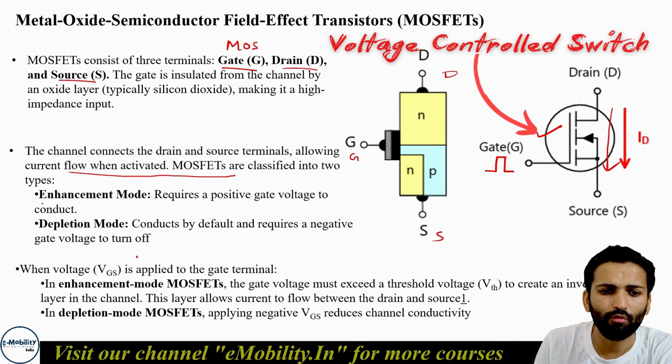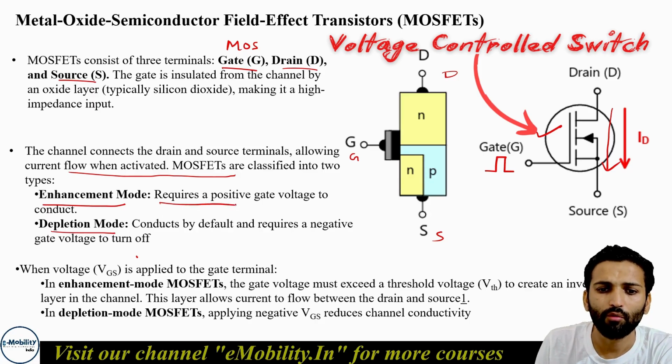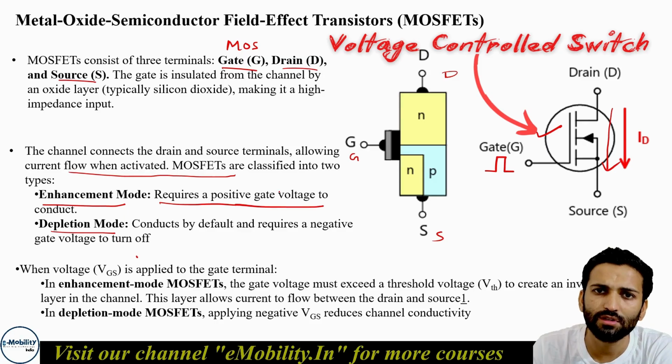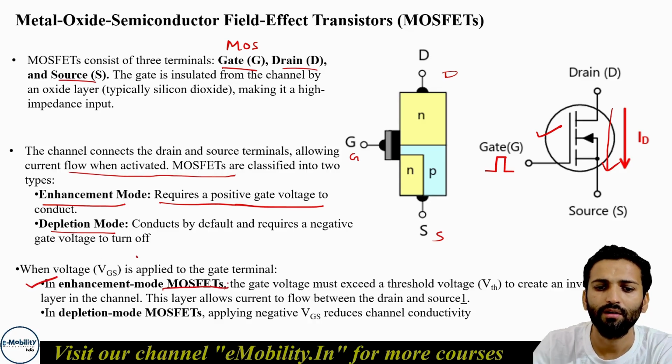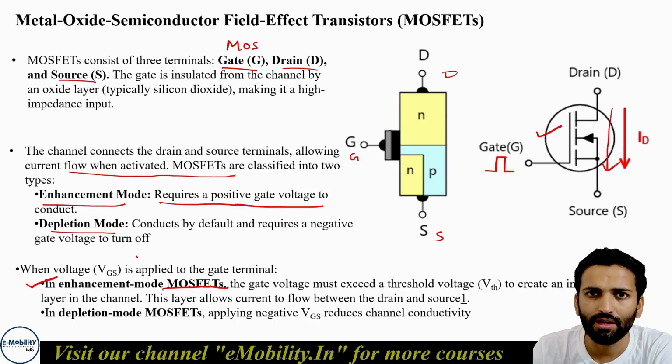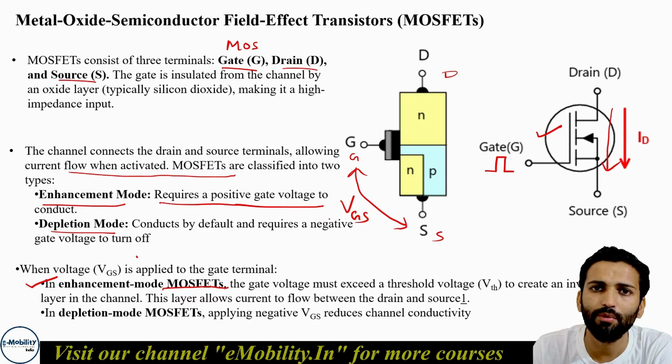These are also of two types, enhancement mode and depletion mode. In enhancement mode, we require positive gate voltage, and most of the switches you will encounter in power electronics circuits will be of enhancement mode. So we will stick to the enhancement mode MOSFET. The gate pulse given to these kinds of switches is a positive VGS, where VGS means gate to source voltage. So the VGS will be positive in the enhancement mode MOSFET.